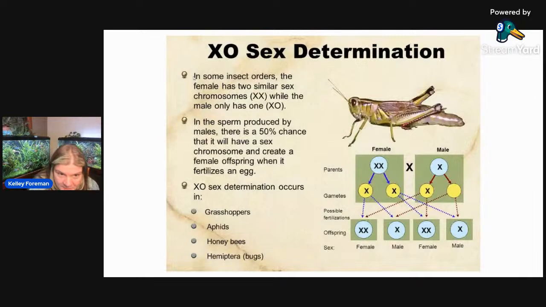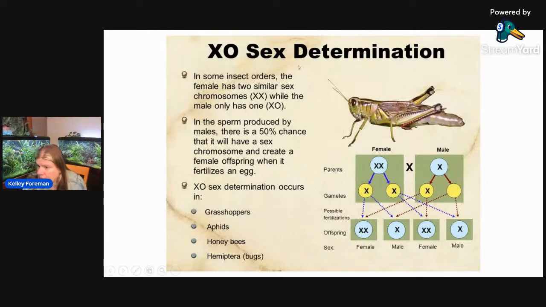So then we have something called the XO sex determination system. And there are a lot of insects that do this. X is the sex chromosome and O means there's no chromosome there at all. And that's because the males are haploid. And if you remember from last week, haploid means it has only one set of chromosomes. The females are diploid. They have two sets. So kind of a different thing.